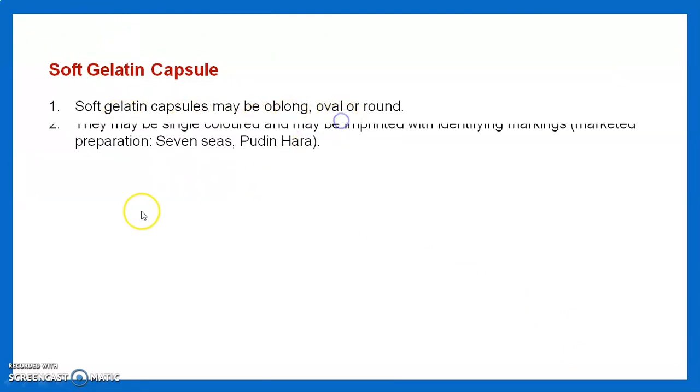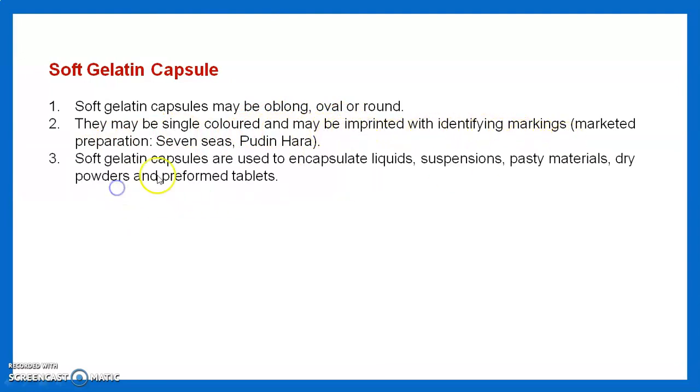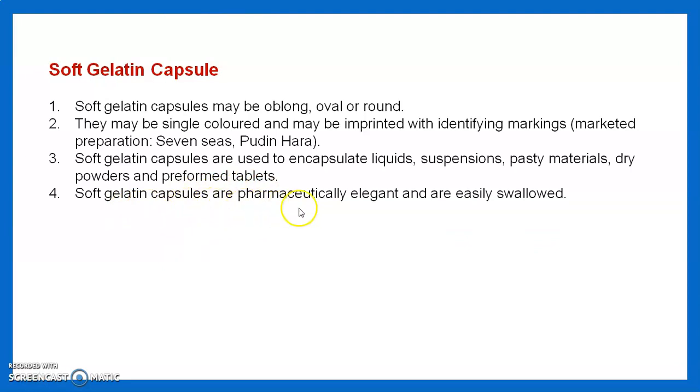Then the soft gelatin capsule, the second type of gelatin capsule, which is preferred. Soft gelatin capsules may be oblong, oval and round in shape. They may be single colored, or imprinted with identifying marking. Example of it, Pudinhara. Soft gelatin capsules are used to encapsulate liquids, suspensions, pastes, dry powders and preformed tablets also.